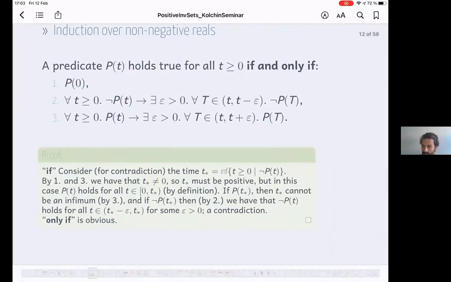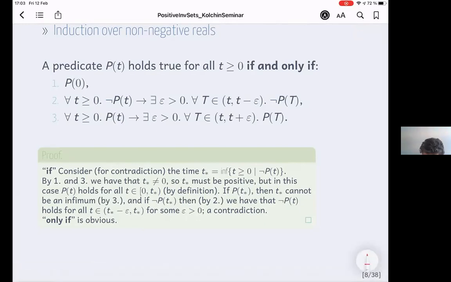So the epsilon depends on the little t, is that right? Yes. There are two nested quantifiers. I can actually add parentheses here. The condition 2 or 3 is saying that for all t greater than or equal to 0, this entire thing has to be true. And for each small t, there exists epsilon. So the epsilon depends on the small t, such that for all big T within this interval, P of big T holds. You're right.